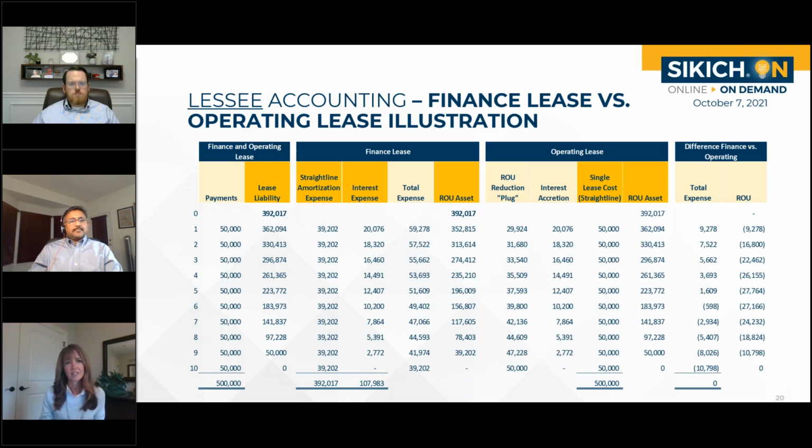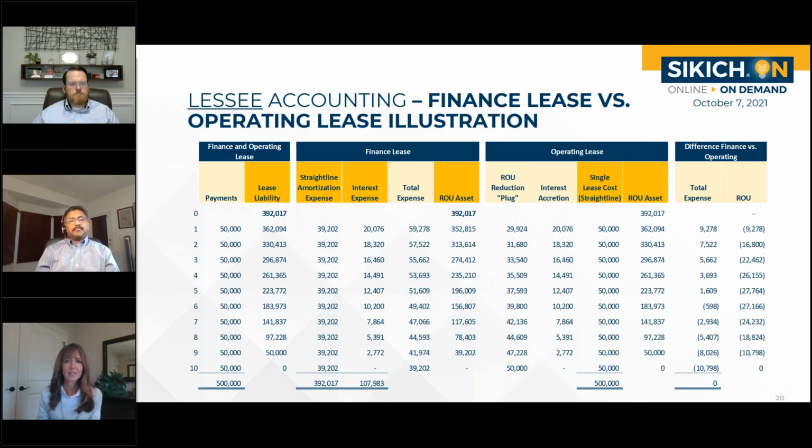In the finance lease section, amortization of the ROU asset is constant throughout. Interest expense, using the effective interest method, is higher in the early periods and lower in the later periods. As the sum of these two parts, then, total expense for finance leases will decrease over time.